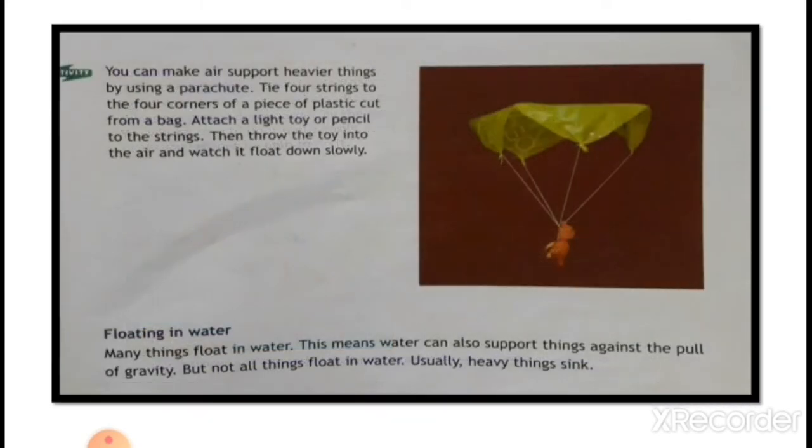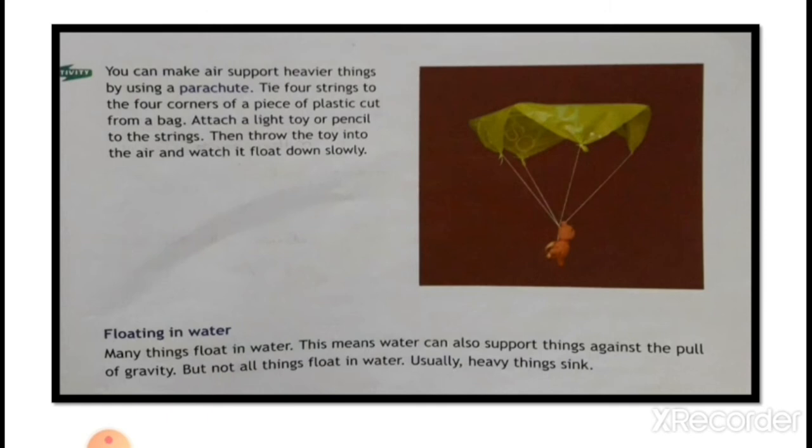You can make air support heavier things by using a parachute. Tie 4 strings to the 4 corners of a piece of plastic cut from a bag. Attach a little toy or pencil to the string. Then throw the toy into the air and watch it float down slowly. So this is a model of a parachute that you can make yourself.